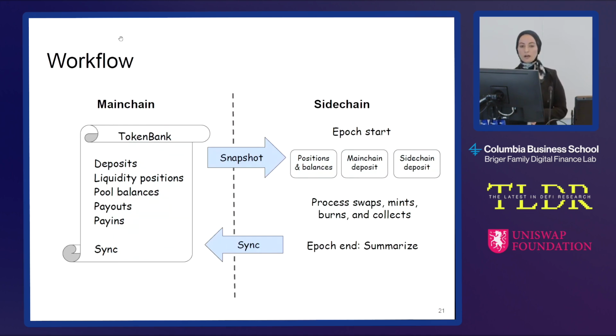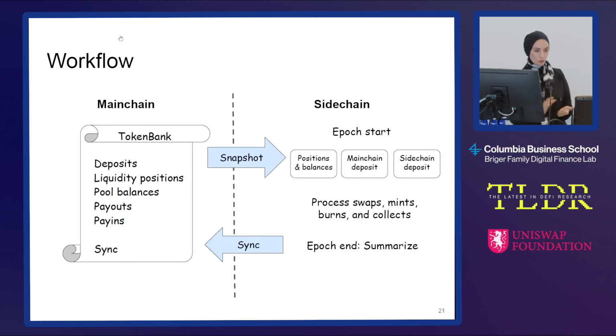As a user, I have to start with providing a deposit of all the funds that I expect to use during an epoch to token bank. So I will put that money there. And after that, once the epoch starts, the sidechain committee will retrieve the latest state from token bank, including the current liquidity positions, the liquidity pool balances, and the user deposits, which we call here main chain deposit.